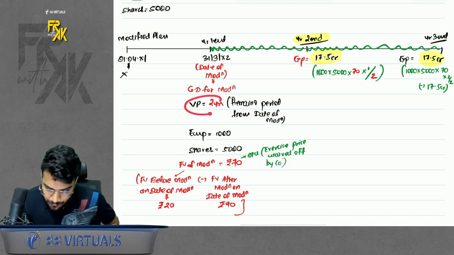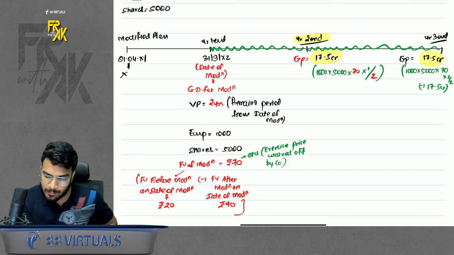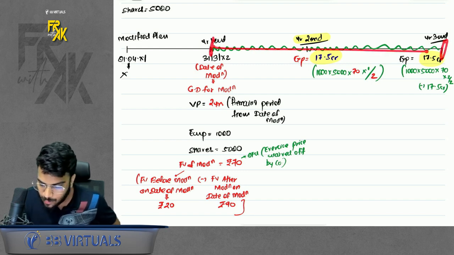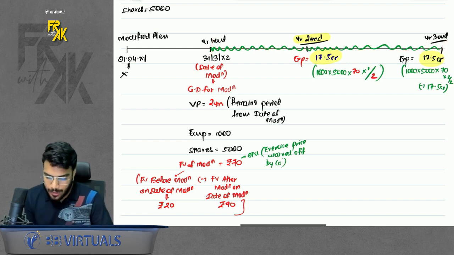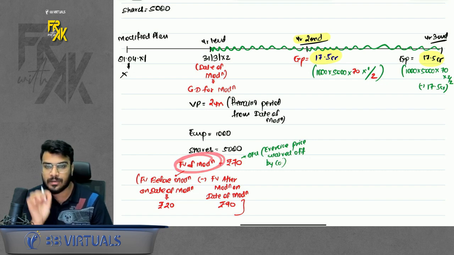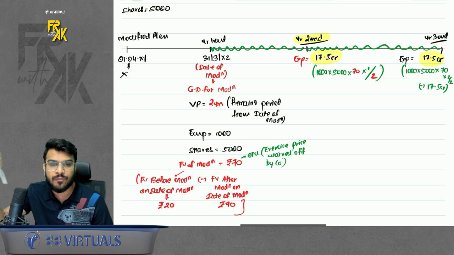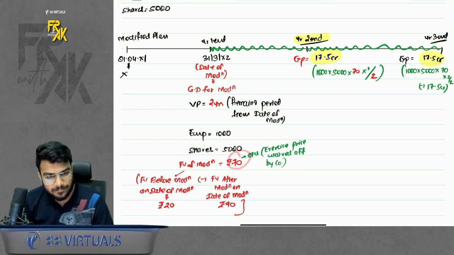So vesting period for modification will not be the whole 3 years. It will be from year 1 end to year 3 end. So it will be 2 years only. Okay. And what will be the fair value of modification? The amount which you have waived off for the employees, that is rupees 70. Extra you waived off later on, that is 70 rupees.